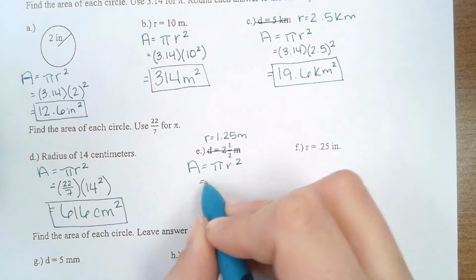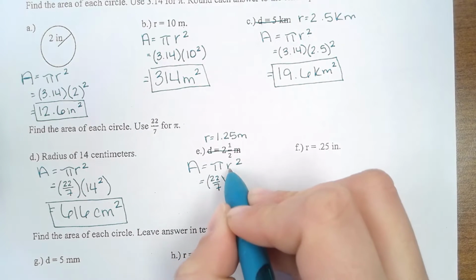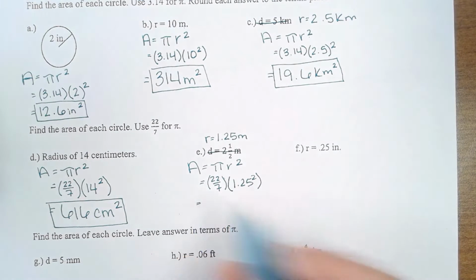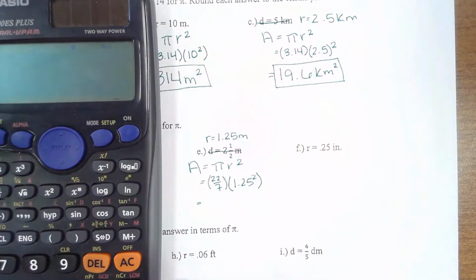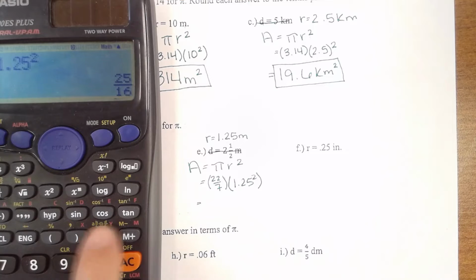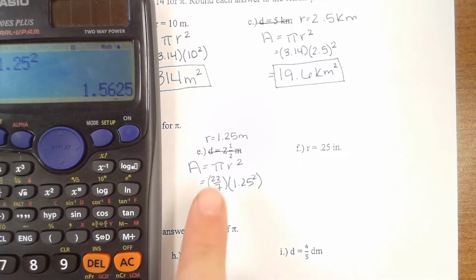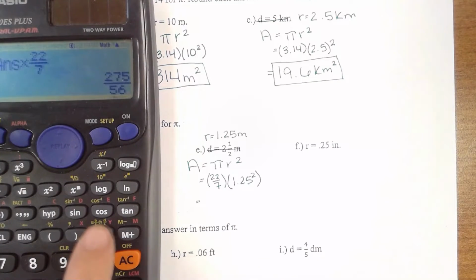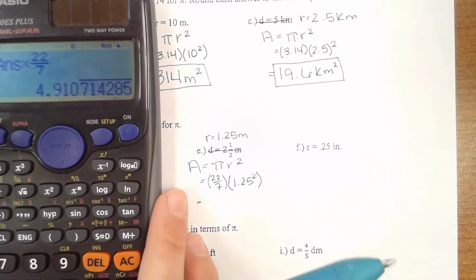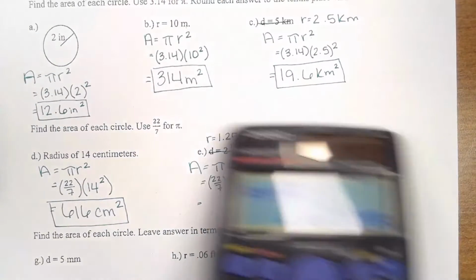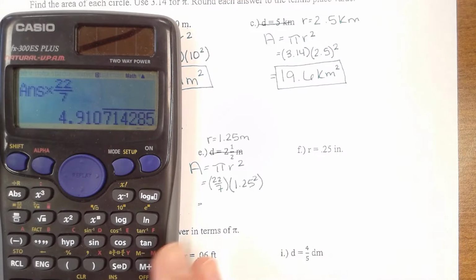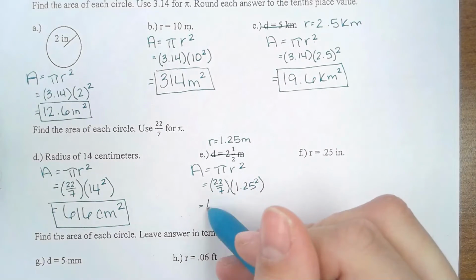Okay, so pi is 22 over 7. R is radius, which is 1.25, and we're going to square that. And just plug all that into your calculator. So 1.25 squared is 1.5625. And then multiply that times the 22 over 7. And we get this long decimal, so if we are rounding each answer to the nearest tenths place, look at the 9, look at the number behind it. If it's 5 or greater, you'll round it up. If not, you will leave it alone. So in this case, we're going to leave it as 4.9 meters squared.